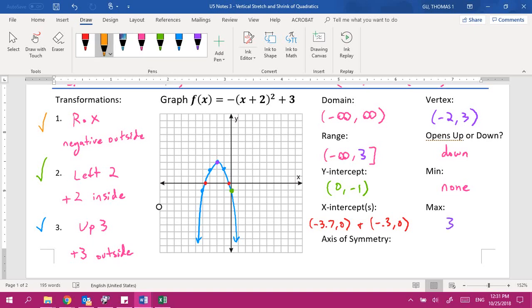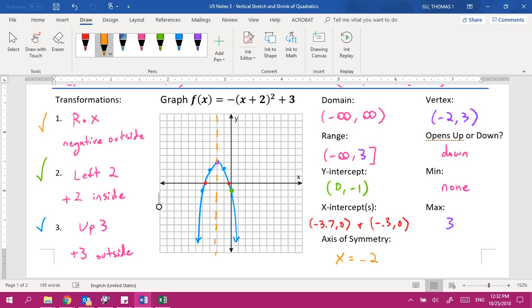And lastly, we have axis of symmetry. What is the axis of symmetry? X equals? It's this line right here, right? -2. Because where does it go through on the x-axis? Oh, okay, I see it. Yeah. So that's how you can tell exactly where.